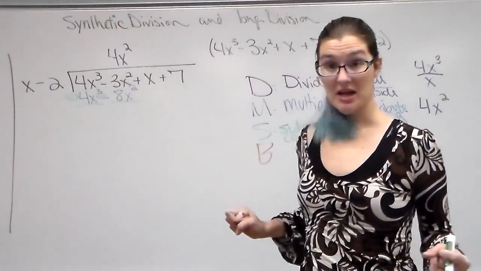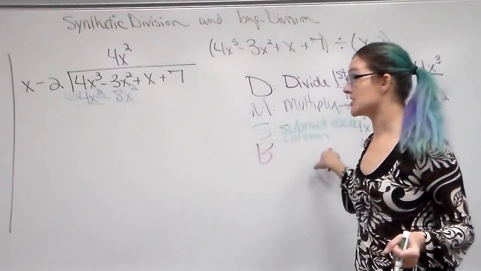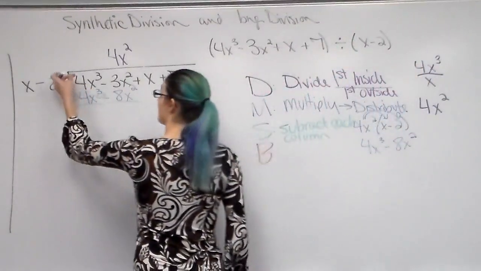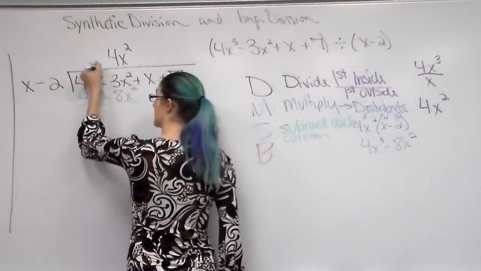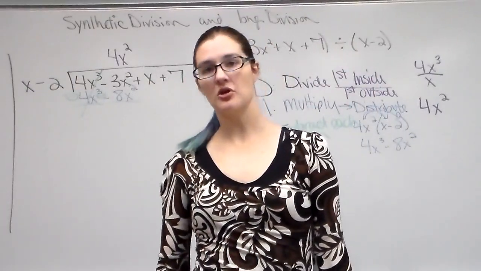I don't know how well y'all can see my color coding, but I try to do divide in purple, multiply in blue, subtract is in green. So I want to be able to see that color. That way I can say 4x cubed minus 4x cubed. That should go away. Every single time the first one should go away.